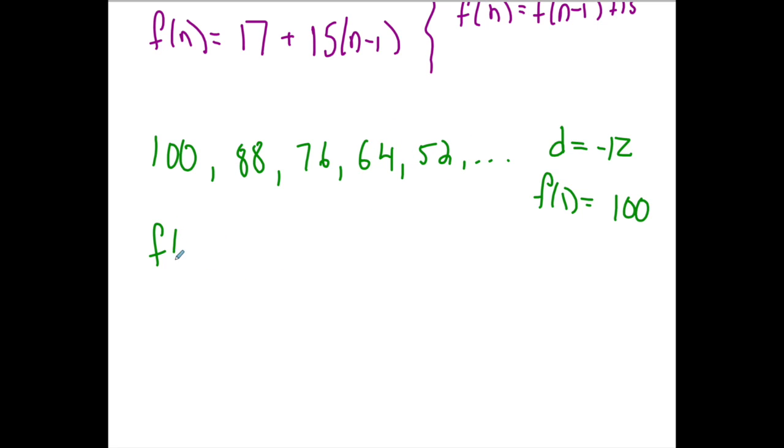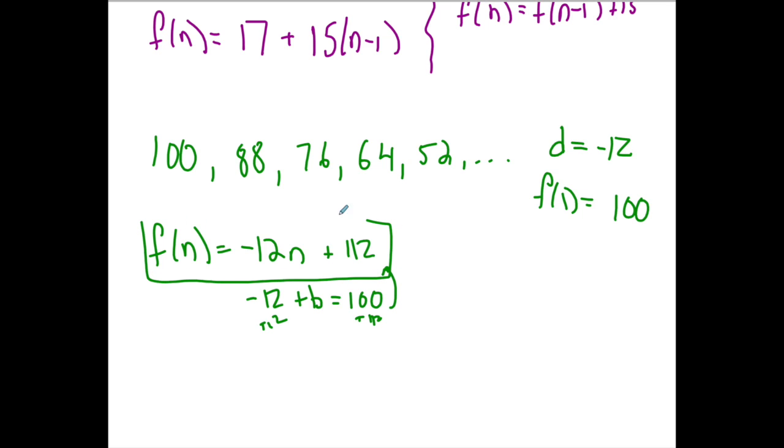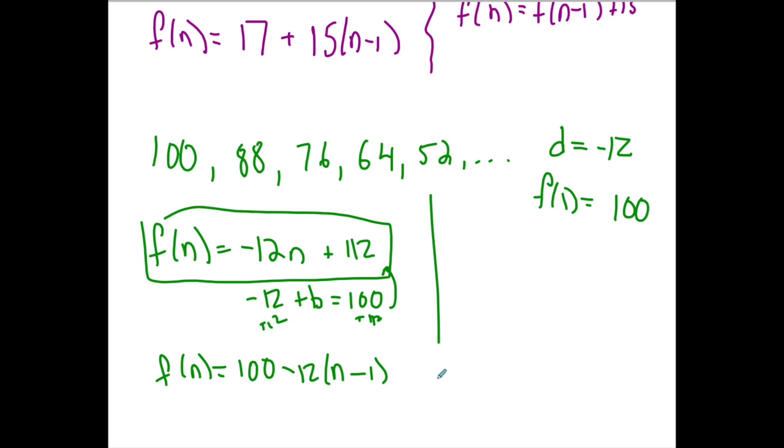So, explicit rule, I start off with -12, and if I plug in 1, I'm supposed to get 100. So if it helps, write it out. So -12 times 1 is -12, plus that b value, whatever we want to call it, is 100. So therefore b is equal to 112, right, by adding 12 on both sides, to get b alone. We can do that. Or what's the other way? 100 minus 12 or plus -12 times n minus 1.